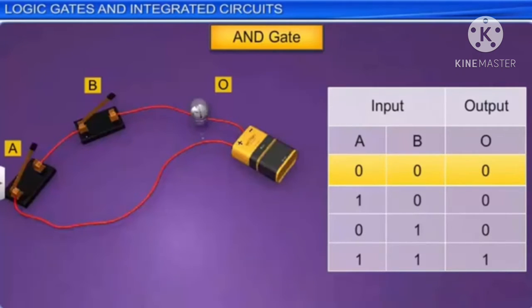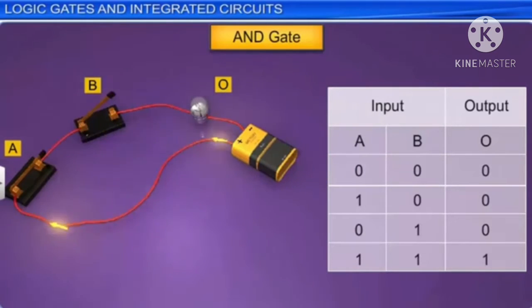When switch A is closed and switch B is open, input A is 1, while input B is 0. The bulb in this case still remains off, hence the output is still 0. When switch A is open and switch B is closed, input A is 0, while input B is 1. The bulb in this case again remains off, hence the output is again 0. When both the switches A and B are closed, both the inputs A and B are 1. The bulb in this case turns on, indicating this time that output is 1.